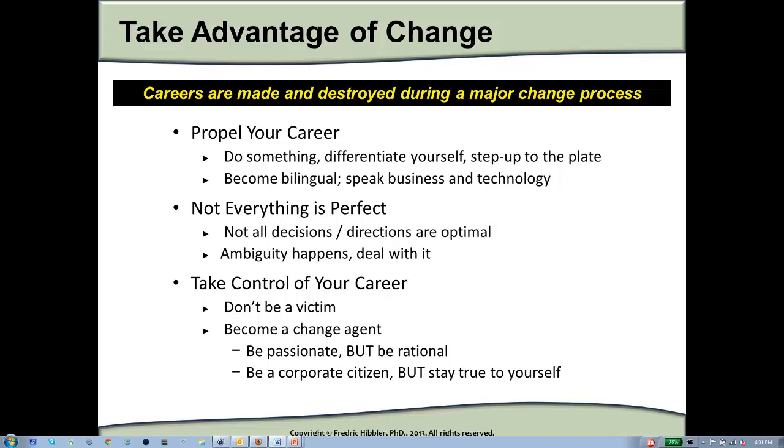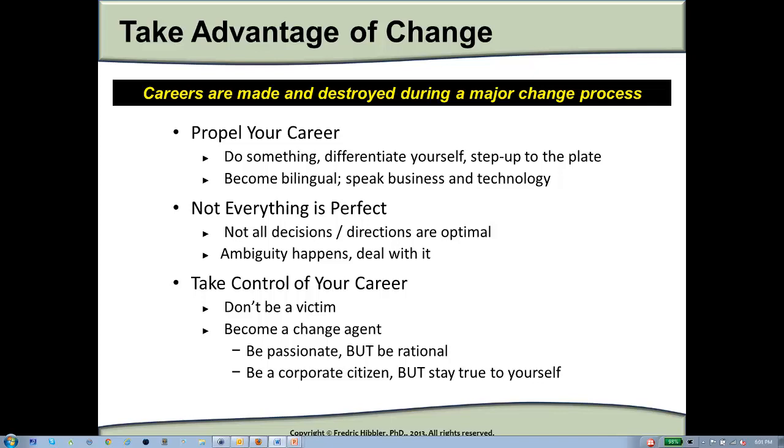Also be aware that during a change process, not everything's perfect. Not every decision is going to be optimal, not every direction is going to be optimal. Things are going to happen that are going to try to derail the process. Bad decisions will be made, some bad directions will be taken. But essentially, deal with it. Ambiguity happens, as do bad decisions. So rather than getting frustrated, again, step up and be the person the company can count on.